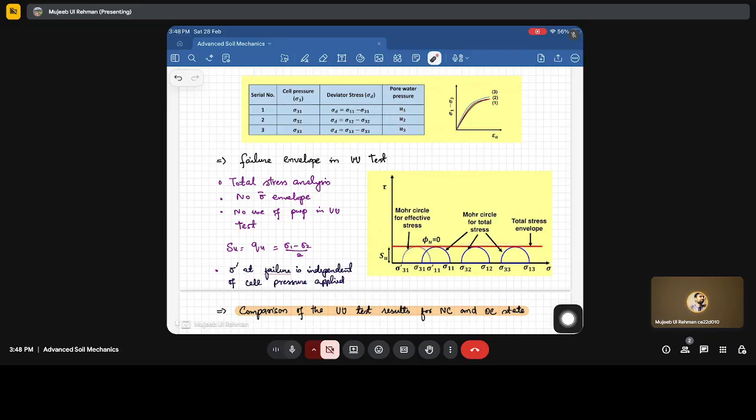Correct? You can see there is no phi component. This phi component counts when the particles will rearrange. Since we are not allowing consolidation to happen, particles cannot slide over other particles, so the friction component will not come into play. Whatever strength we get will come from the cementation or apparent cohesion of the soil.